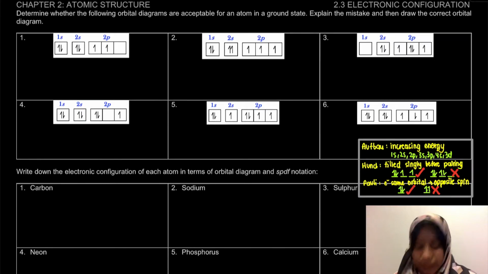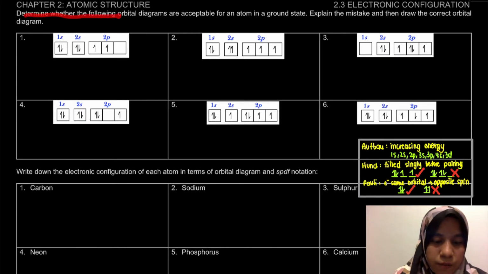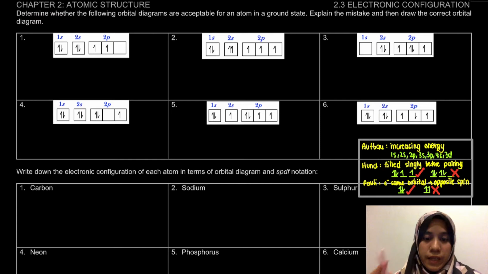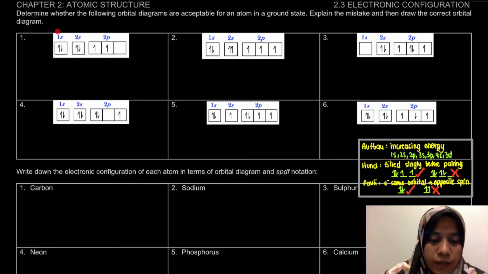The example on page 19 mentions: determine whether the following orbital diagrams are acceptable. Explain the mistake and draw the correct orbital diagram. Again, this is your orbital diagram. So in this example, for the orbital, label it above the box. If you want to label it below, it's fine.